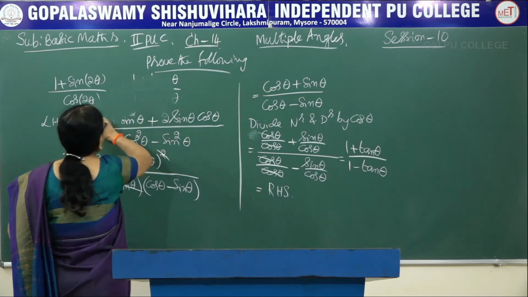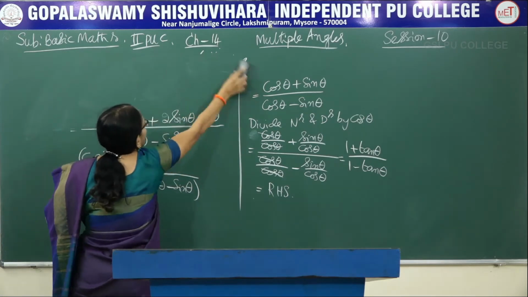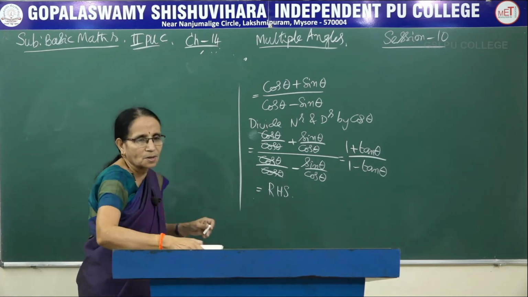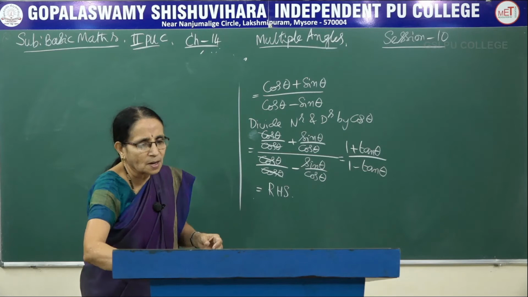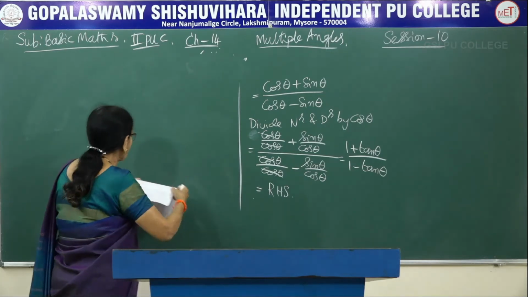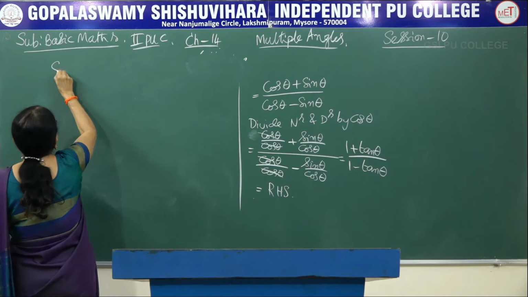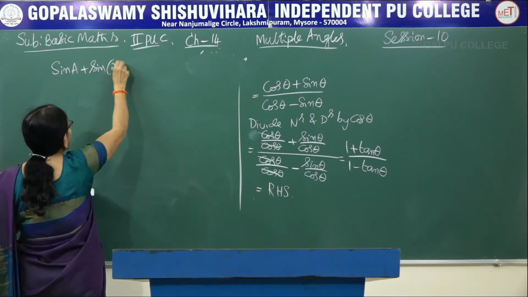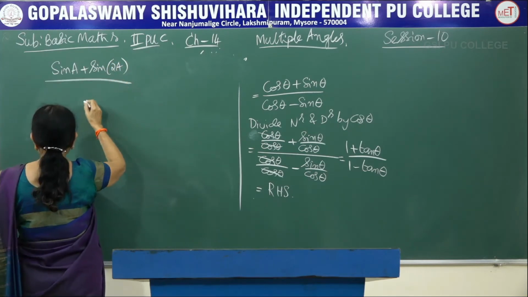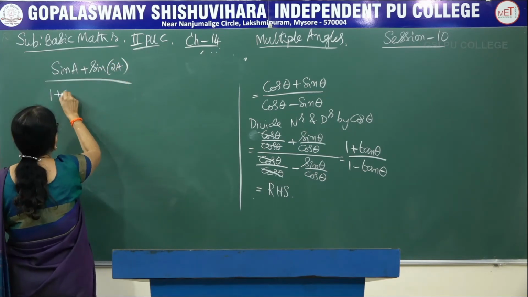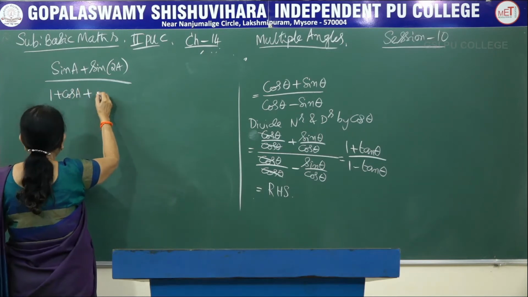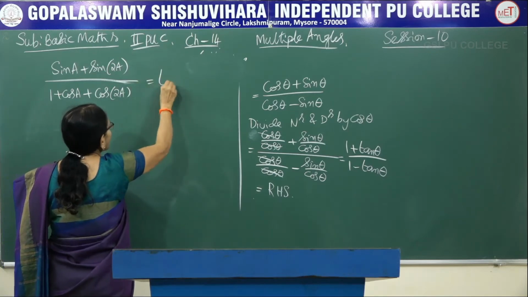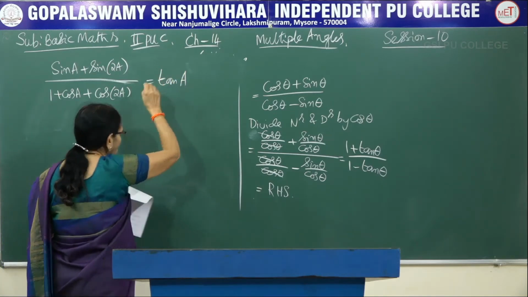Now let us move on to the next problem. In the next problem again we are proving certain results. The left hand side again is in the form of a quotient, a fraction. You have to prove that sin A plus sin of 2A, whole thing divided by 1 plus cos A plus cos of 2A. The right hand side is simply one term, tan A.